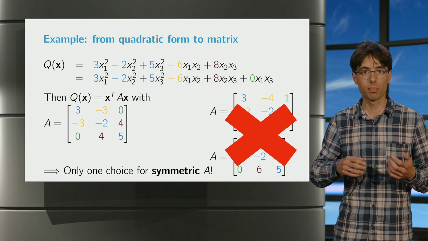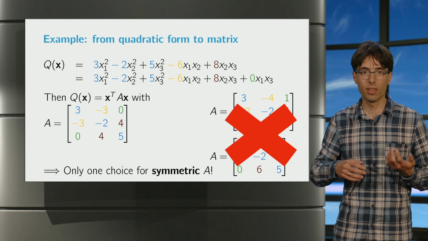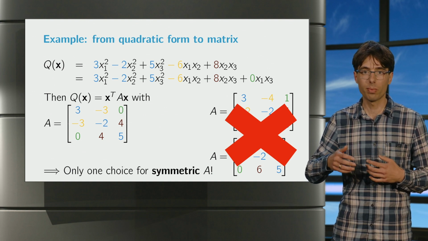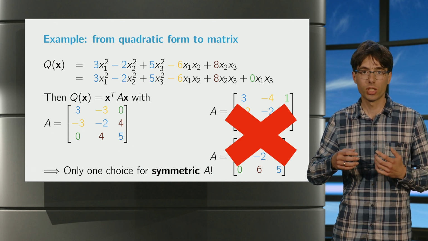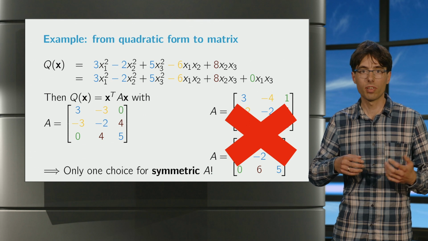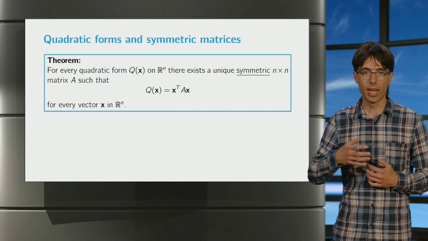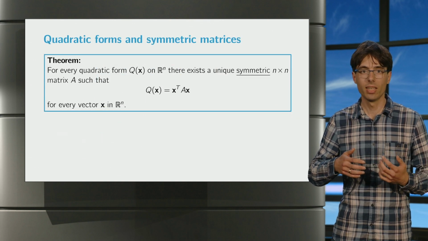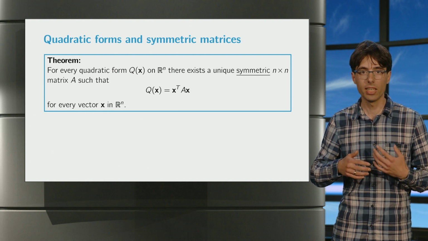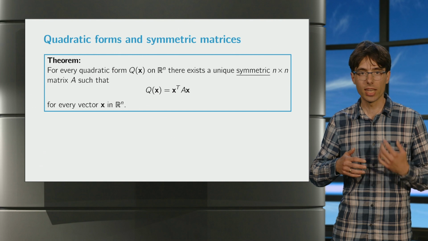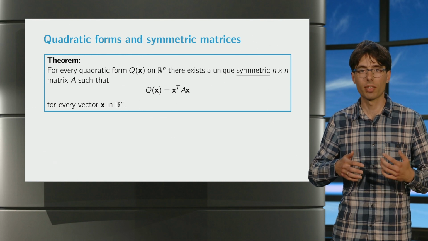Since you know that symmetric matrices have some very useful diagonalization properties, we will always describe Q using a symmetric matrix. Indeed, the preceding considerations lead to the following theorem. For any quadratic form Q on Rn, there exists a unique symmetric matrix A such that Q of x is x transpose Ax for every vector x in Rn.